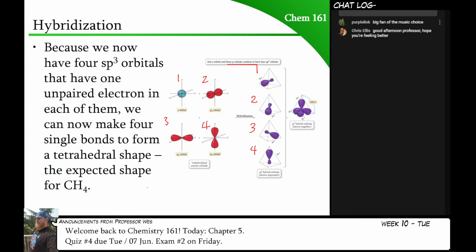So let's write that down. We're going to come back and remember this later. sp3 gives us a tetrahedral arrangement of our orbitals around the nucleus of an atom. Cool. We can work with that.